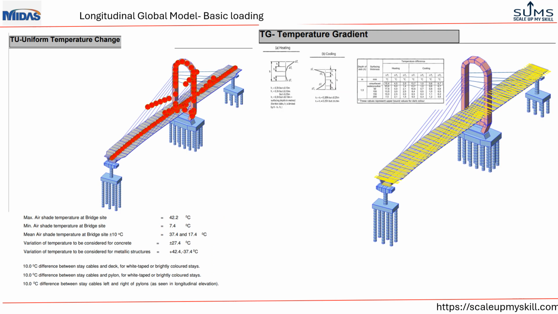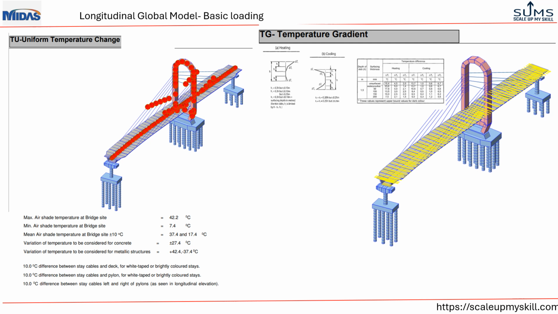So the bridge with concrete elements were provided with the uniform temperature of plus 27.4 degrees and minus 27.4 degrees in separate cases. For pylon structures, the maximum uniform temperature considered was 42.4 degrees, and the minimum temperature considered is minus 37.4 degrees Celsius.